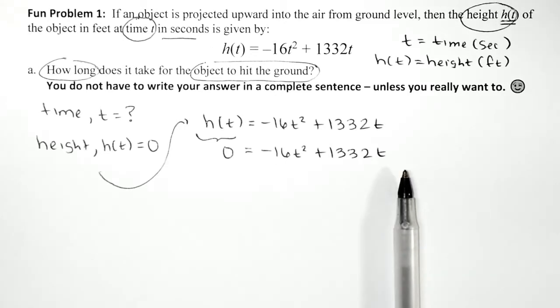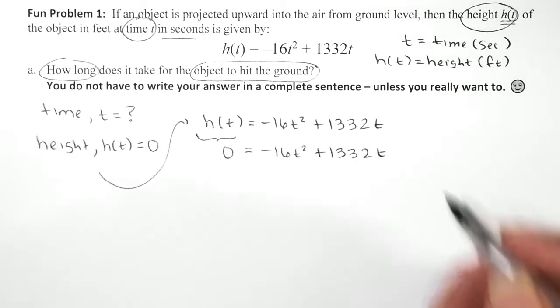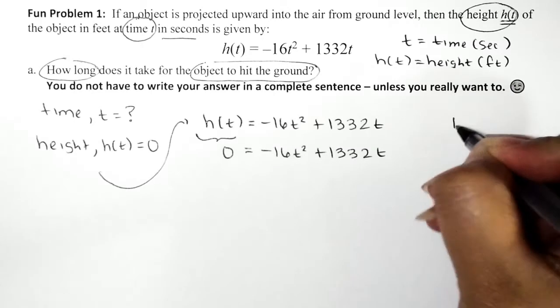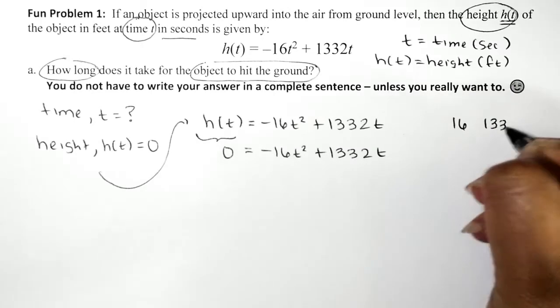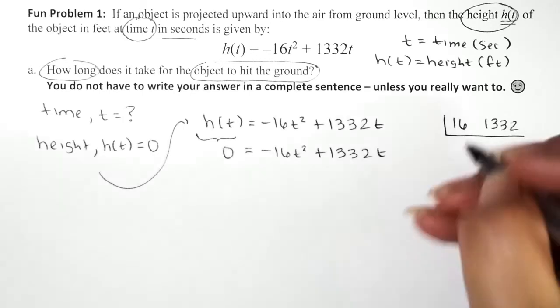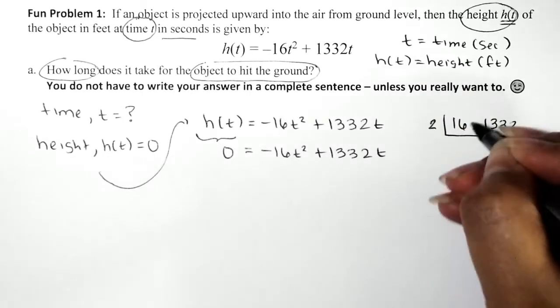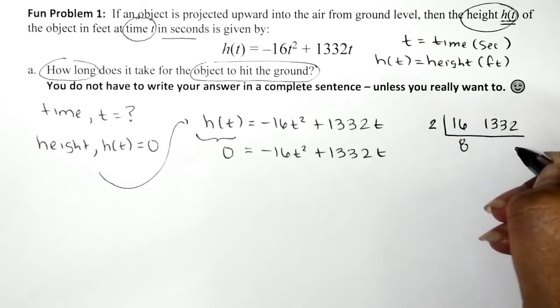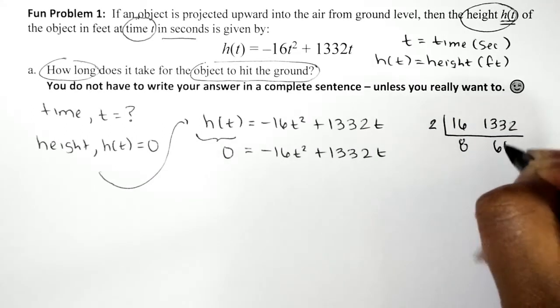Okay? But I really don't know what the GCF is. So I'm going to go ahead, bust out a ladder, reference our earlier problem, but just write down the coefficients. And then I'm going to use the ladder to find the GCF. I'm going to divide by the first number that comes to mind. These numbers are both even, so I'm just going to divide by 2 a bunch of times. When we divide by 2, 2 goes into 16 8 times, and into 1332, 6 times.